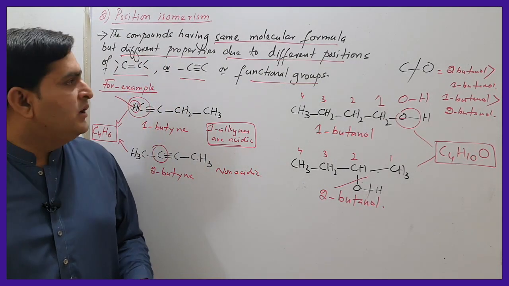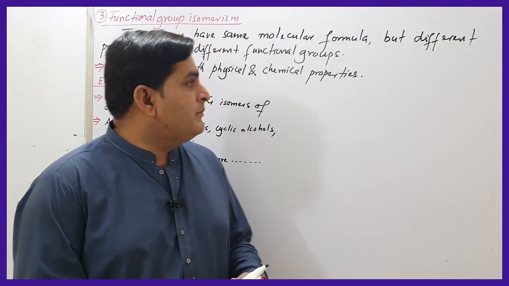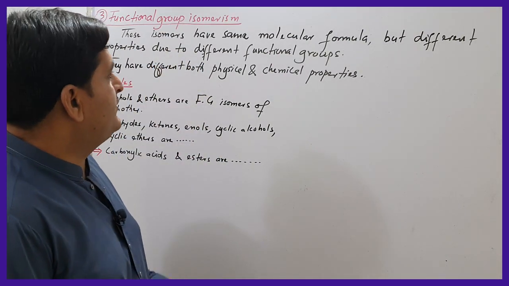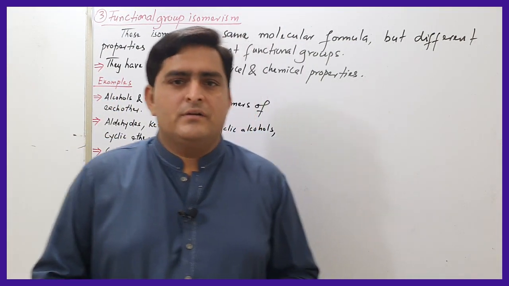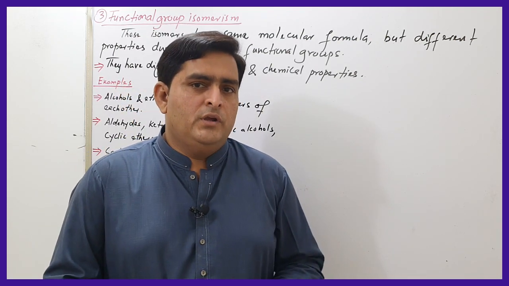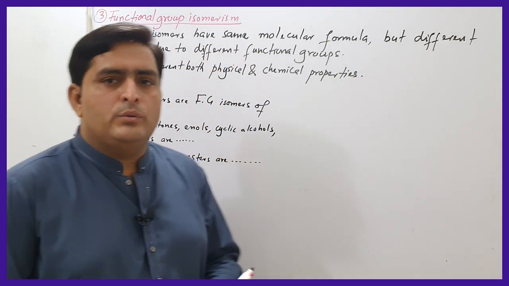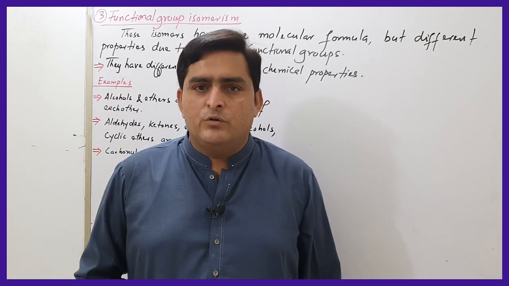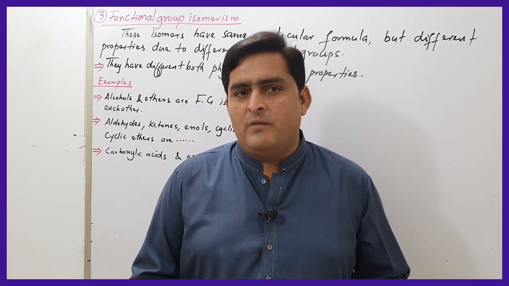So now we will do functional group isomerism, the third type of isomerism. Functional group isomers have the same molecular formula, but different physical and chemical properties due to the difference in their functional group. So these are different compounds with the same molecular formula but different functional groups. Due to different functional groups, they have different physical and chemical properties.